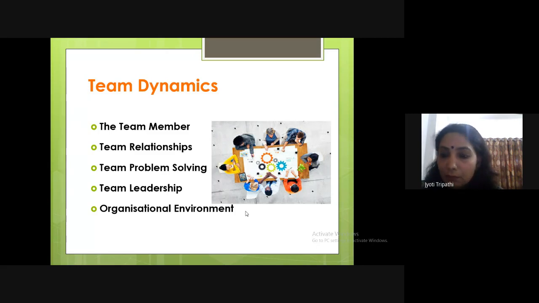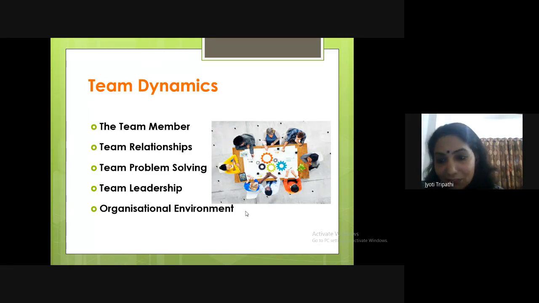Now the team problem solving: how the members of the team take part in solving any kind of problem. What kind of approaches do they put forward? What kind of creative ideas do they have for solving the problems? Now, team leadership. The leader is the one who possesses all the qualities and traits of a leader for leading the team to accomplish the task. And then finally comes organizational environment.